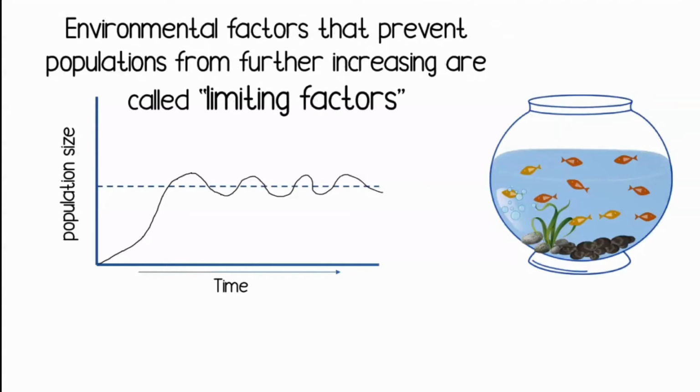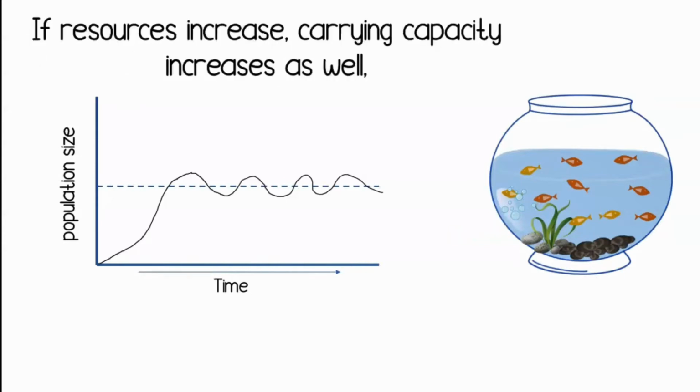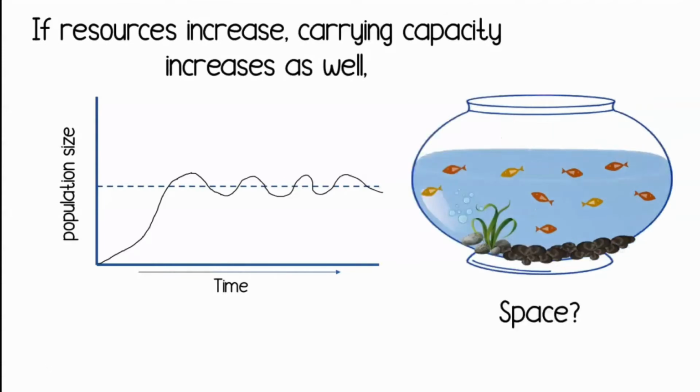Environmental factors that prevent populations from further increasing are called limiting factors. In aquatic ecosystems, available oxygen is often a limiting factor. If resources increase, carrying capacity increases as well. But in our fishbowl, it wasn't a matter of space. It was more likely the amount of oxygen that limited the growth of the fish population.